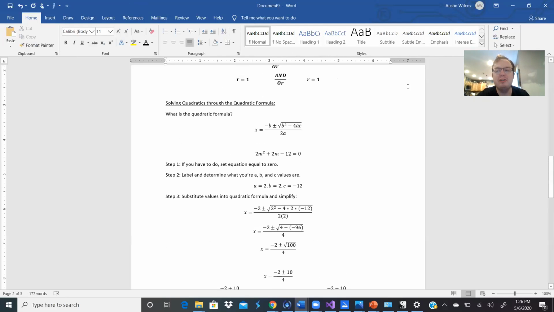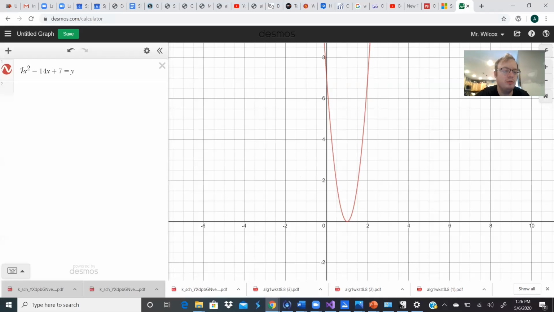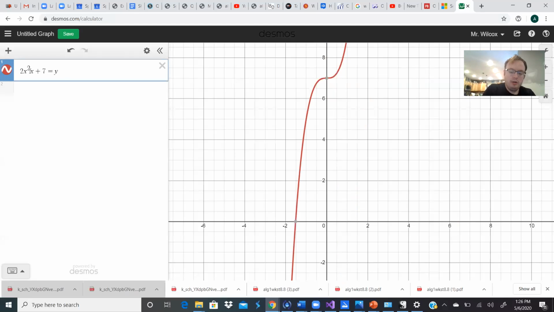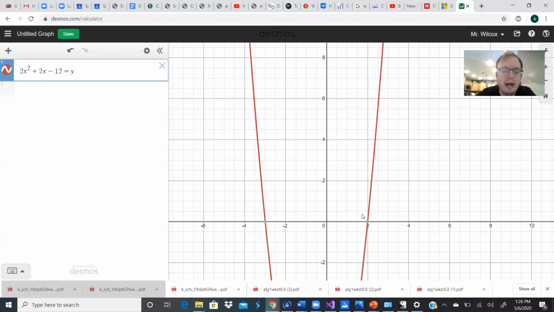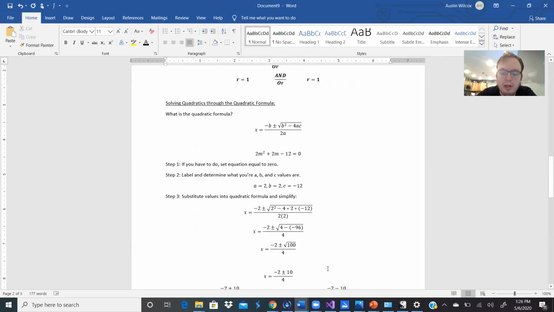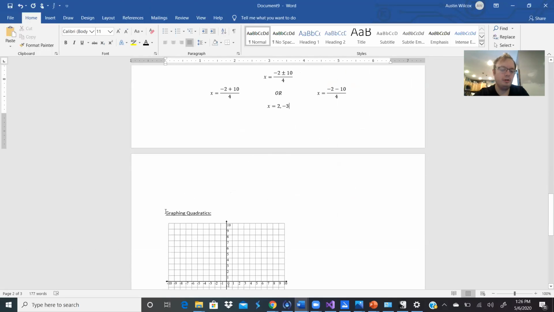So if I were to put this into my graph, and again, I'm going to do that, if I put 2m squared plus 2m minus 12 here, instead of m, I'm just going to put x. 2x squared plus 2x minus 12, our two x-intercepts are negative 3 and 2. And when we did the quadratic formula, we still got negative 3 and 2. Okay.